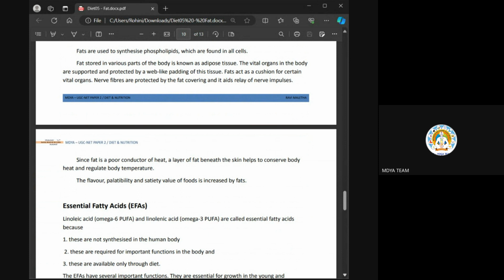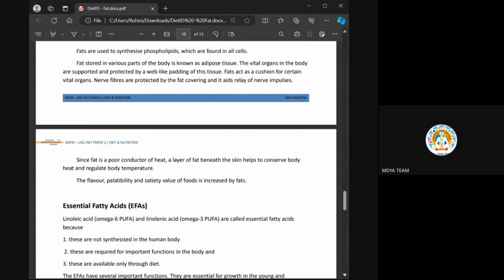The layer of fat gives thermal regulation of our body, gives heat. And the flavor, the palatability and the satiety value of food is increased by fats also, because when you have a lot of fat in your diet, you do not feel hungry for a long time. Why? Because fat needs more time to digest. That's why it gives a satiety value, after taking a very heavy meal, especially one which includes fat or oil, you don't feel hungry for a long time period.